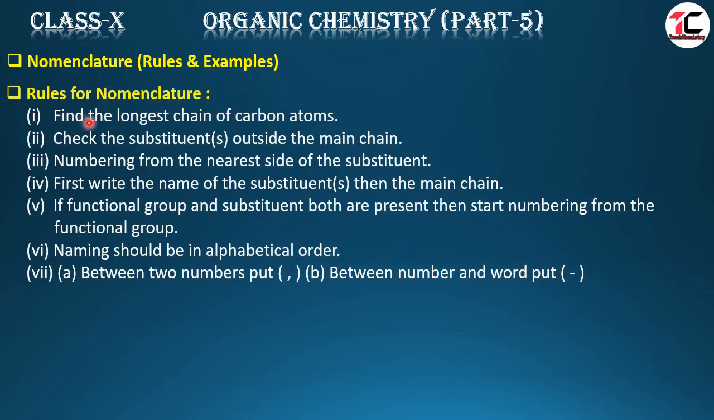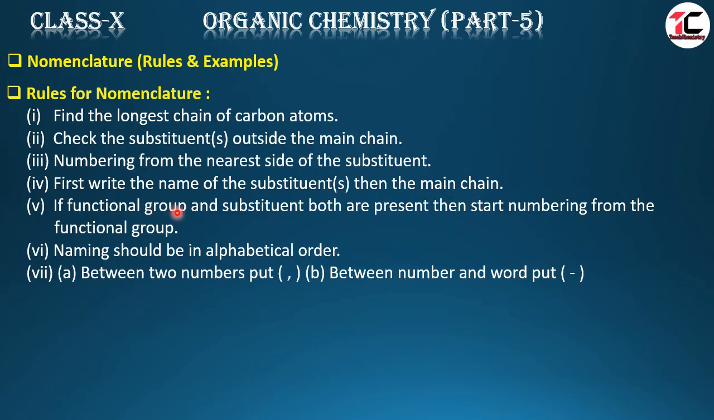The first rule is find the longest chain of carbon atoms. Second, check the substituent or substituents present outside the main chain. Next, numbering from the nearest side of the substituent. Where there is a substituent, we will start the numbering from that side. In naming, we will write the name of the substituent first and the main chain later on.